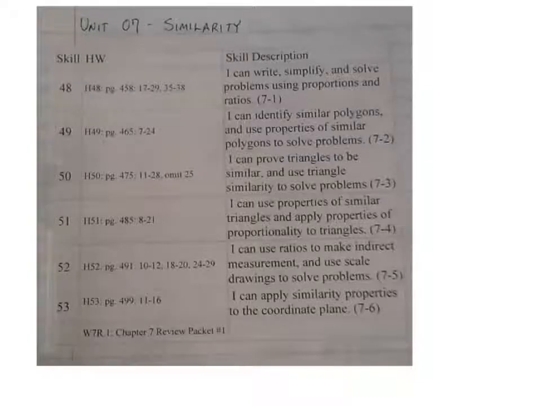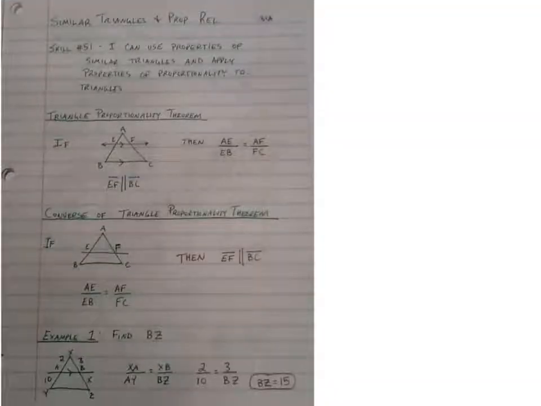Welcome to the Geometry Unit 7 video for skill number 51. I can use properties of similar triangles and apply properties of proportionality to triangles. We'll begin our notes on page 51A, and we will title it Similar Triangles and Proportional Relationships.